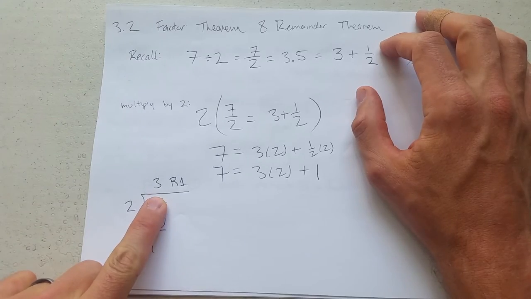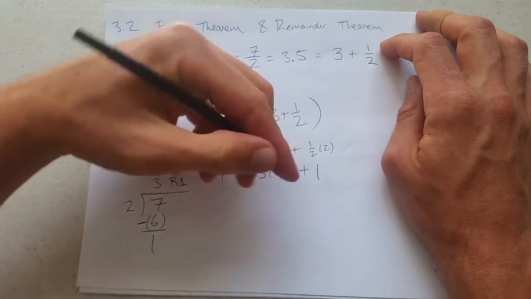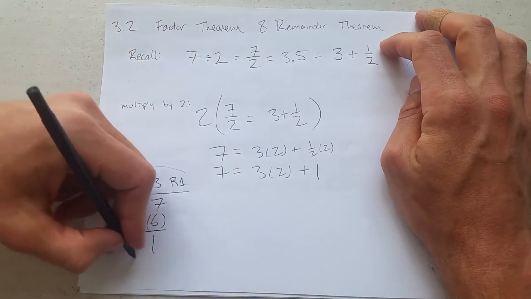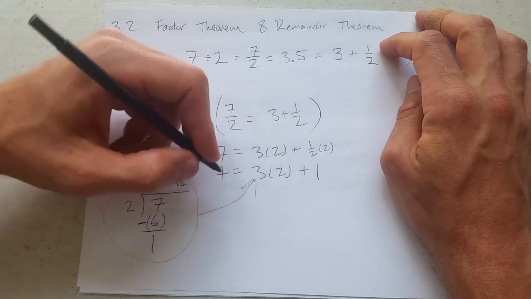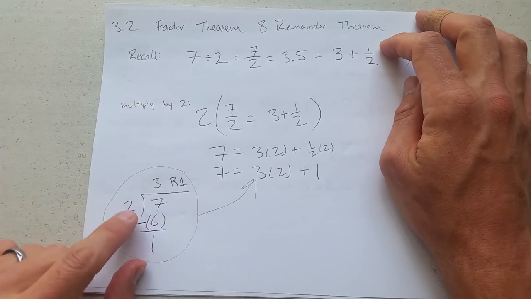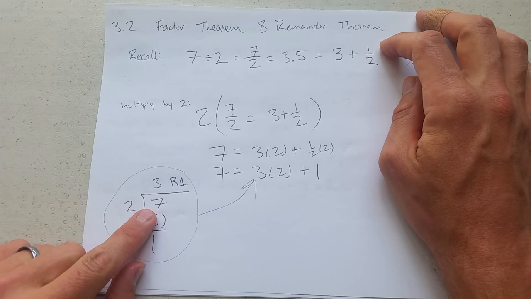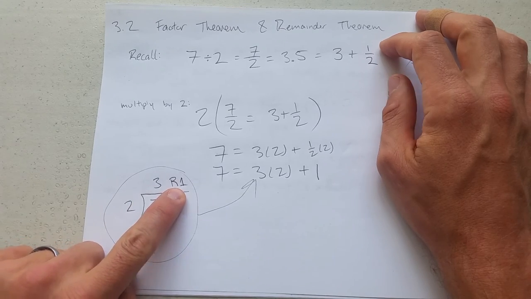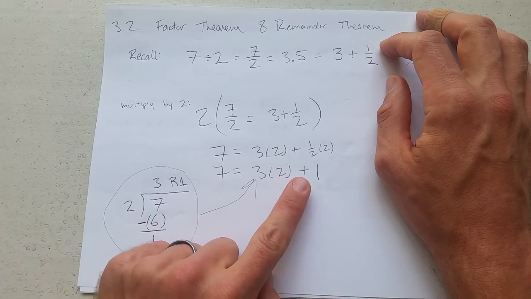How do we write that? In an equation, what we just did corresponds to this equation right here. 2 goes into 7 3 times with 1 left over. So you can write 7 as 3 twos and 1 more.